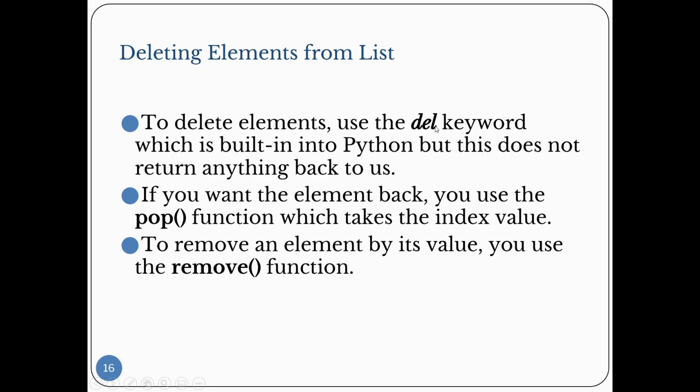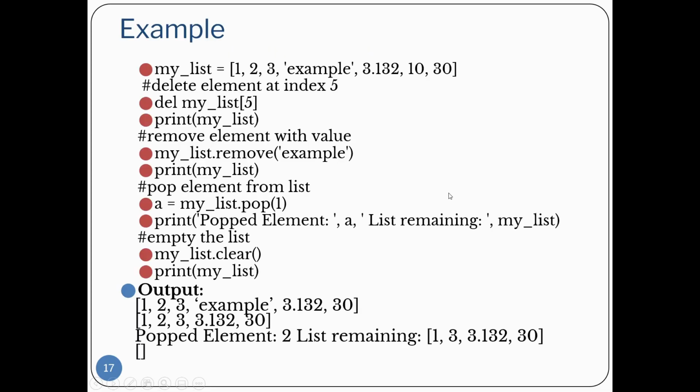If you want to delete elements from a list, then you can delete elements using a del keyword or a pop function or remove function and clear function. So using del keyword, you can remove an index, like in this example here, this is the original list. And if you want to remove the element at index 5, then just pass the index. After this, when you print the list, you will see element 10, which was at fifth position, was removed.